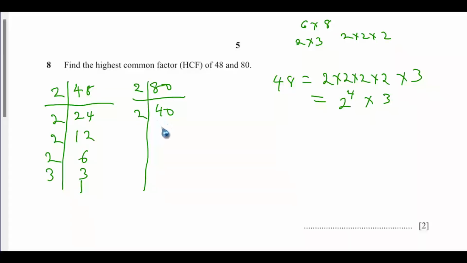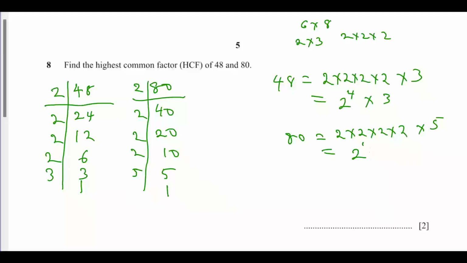2 goes in 40, you have 20. 2 goes in 20, 10. 2 goes in 10, 5. And 5 goes in 5 once. So that means 80 will be equals to 2 by 2 by 2 by 2, then by 5. Which is the same thing as 2 to the power of 4 multiplied by 5.